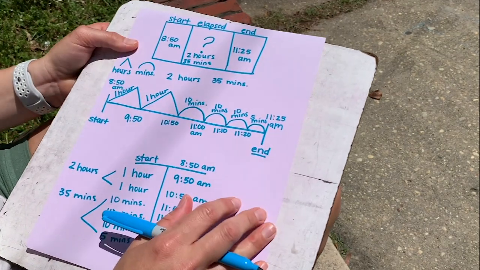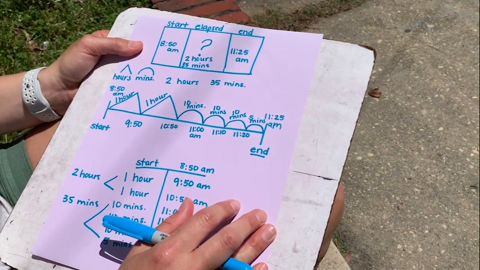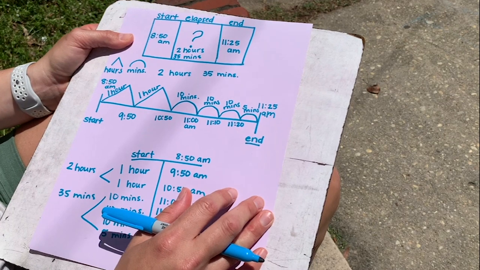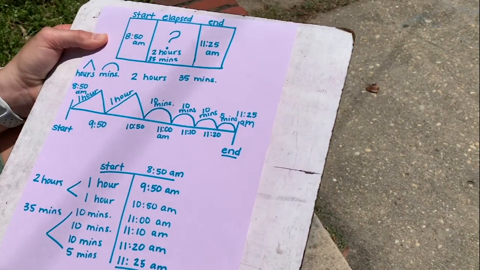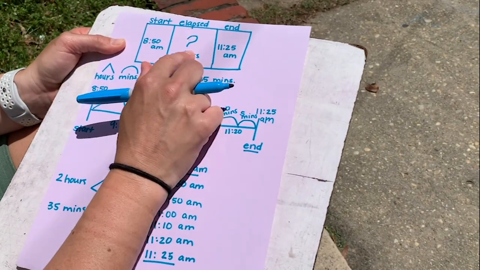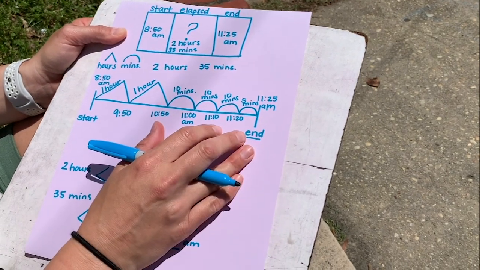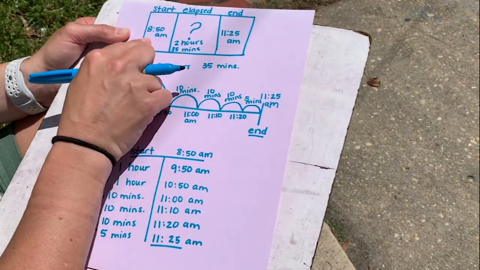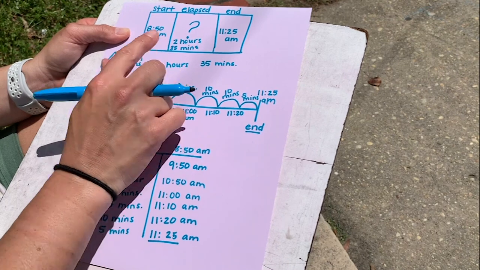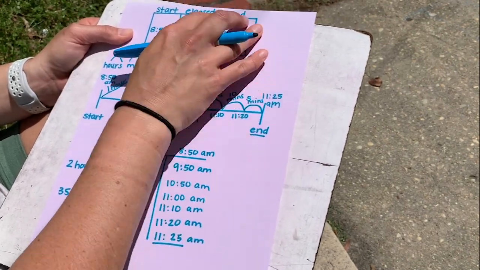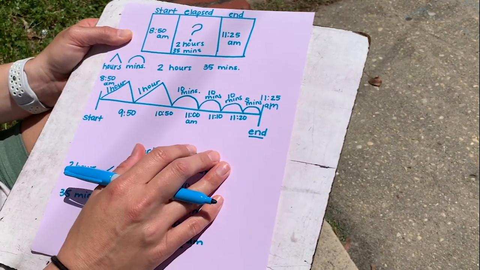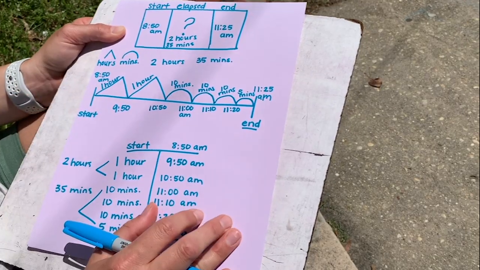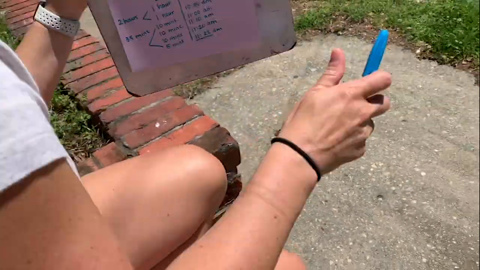Using this graphic organizer is very important because it helps you keep track of what you know. When you read a problem, you can then decide whether you know your start time, your elapsed time, or your end time. Sometimes you may know your end time, but not your start time, or you may know your start time, but not your end time. So this is a great strategy to use to then go ahead and know what I need to do next.